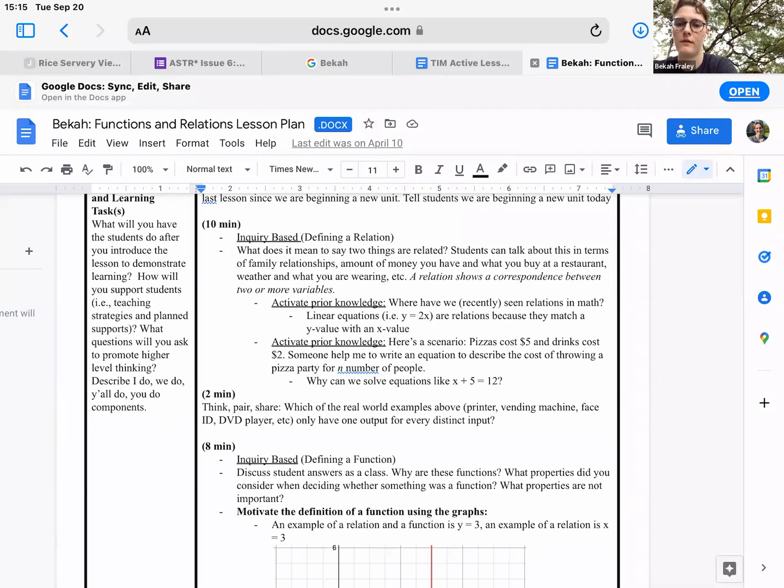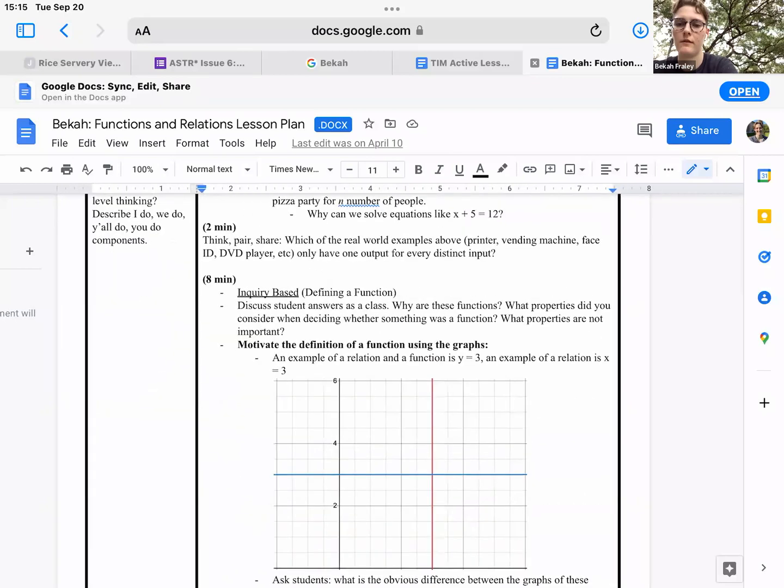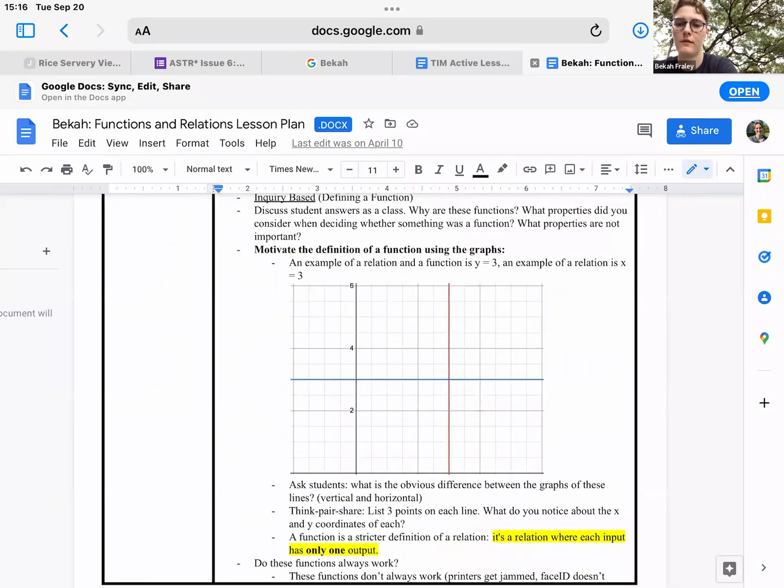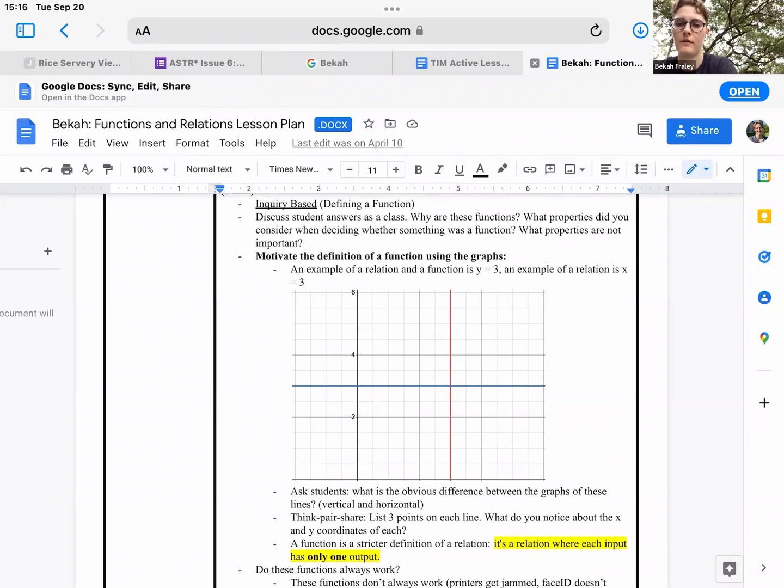And so we would have students think about what the similarities and differences are between these things that we looked at. And then we would have another inquiry-based activity where we would talk about the similarities and differences that students observed, and ultimately work towards saying, hey, a function is something where there is one input mapped to one specific output, this one-to-one going on.